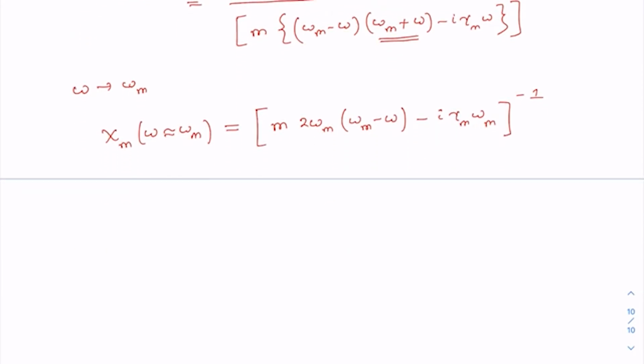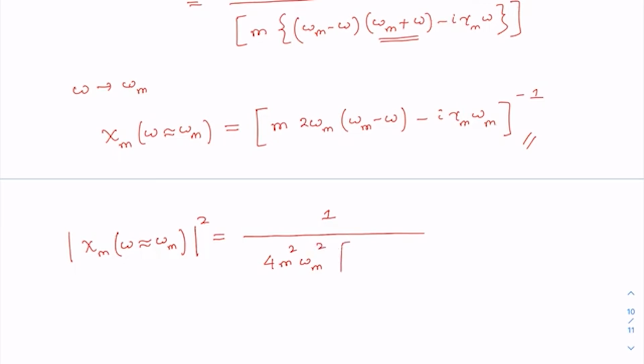So from here I can find out the modulus of chi m. Actually, as you can see, this is a Lorentzian, so you can see it more clearly if I take the modulus square of this function. That would be equal to 1 divided by 4 m square omega m square. You can do it yourself, it is easy to do. Omega minus omega m square plus gamma m by 2 whole square.